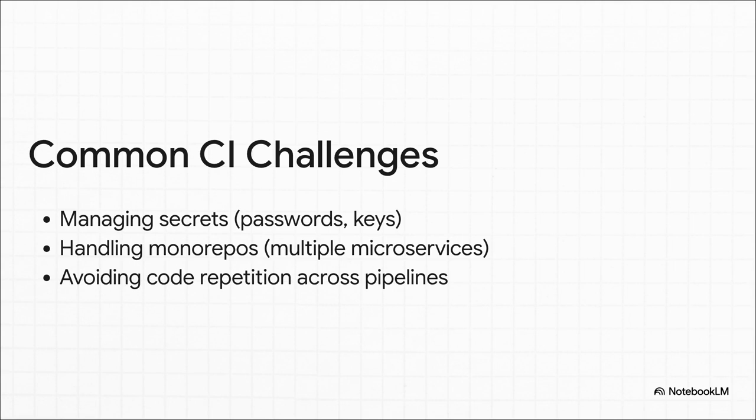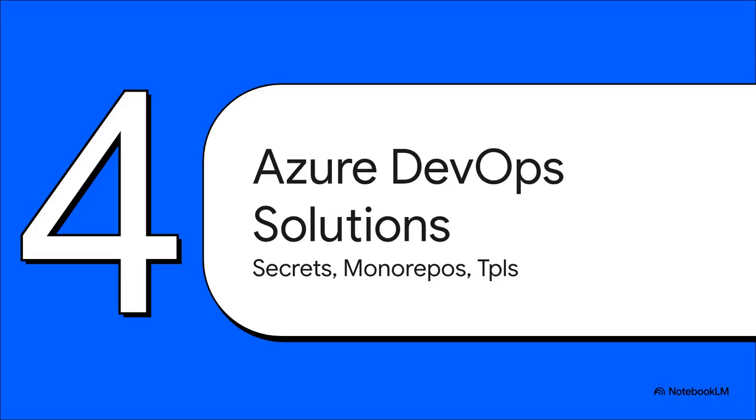If you've got 10 microservices sitting in one big repository, you don't want to rebuild all 10 every time one of them changes. And you definitely don't want to be copying and pasting the same build logic for your dev, staging, and prod pipelines. That's just a recipe for disaster. So let's take a look at how a professional CI system like Azure DevOps gives us some really elegant solutions for all these problems. How we handle secrets, deal with monorepos, and stop repeating ourselves.